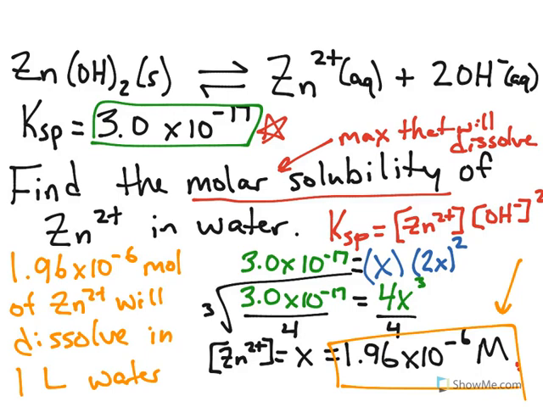And again, it's not very much zinc dissolving, but we didn't expect it to be very much. We have a very small KSP, and we knew this equilibrium was going to be very reactant favored, so very little of this product was going to form. Very little zinc was going to dissolve.